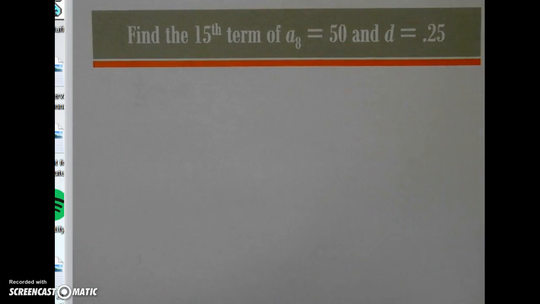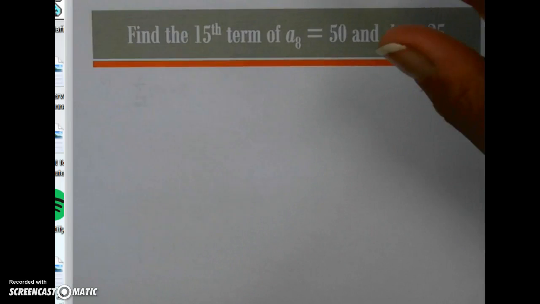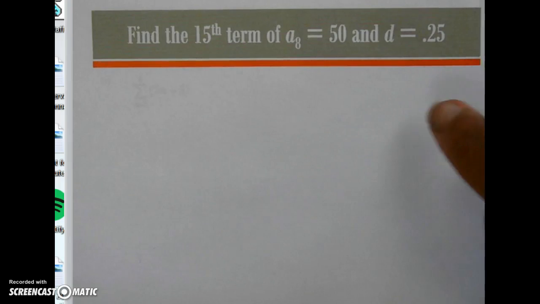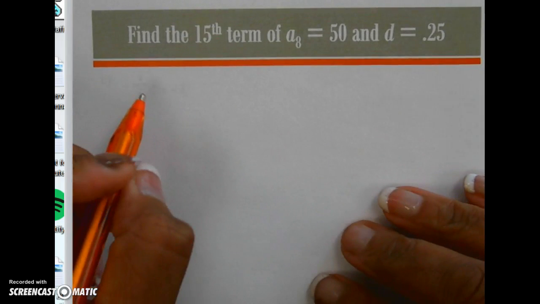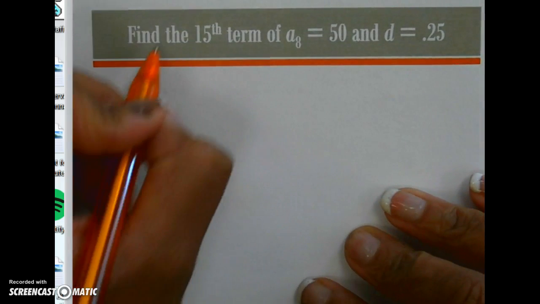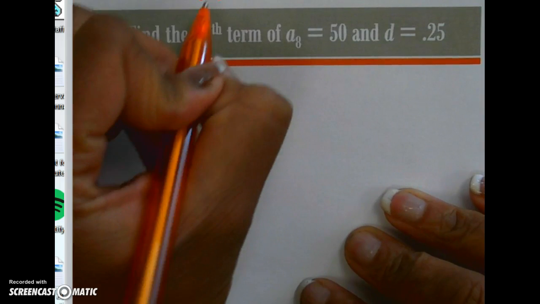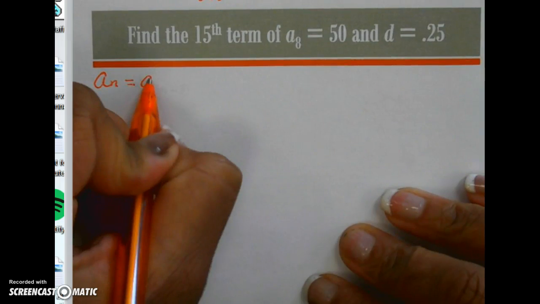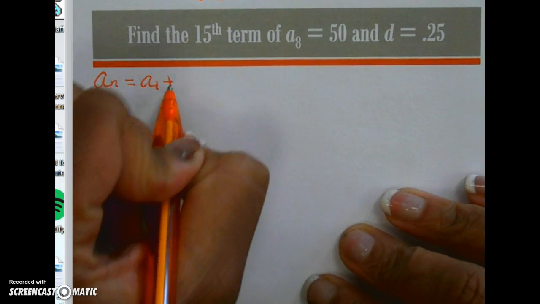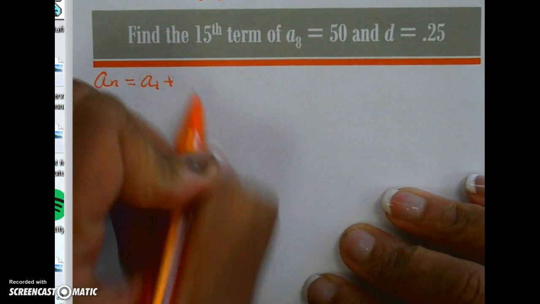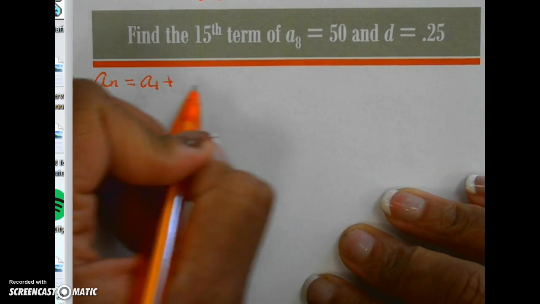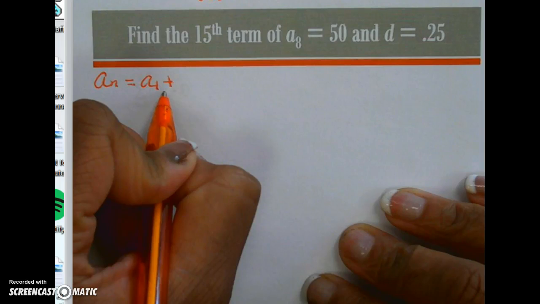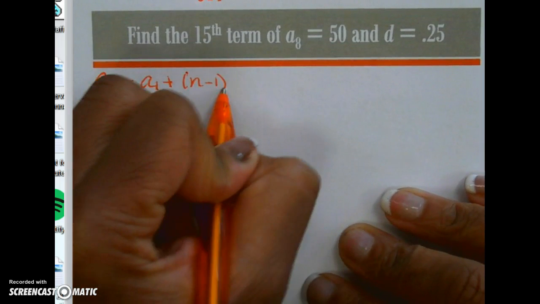Given a sub 8 is equal to 50, so the 8th term is 50 and the common difference is 0.25. Well, that handy dandy formula that's right above your paper there, we're still using it. So I'm going to plug in everything that I do know into this equation. Why? Well, I need to do a couple things. I need to be able to figure out what this is, but I'll need the a sub 1 in order to help me do what I need to do. So n minus 1 times d.